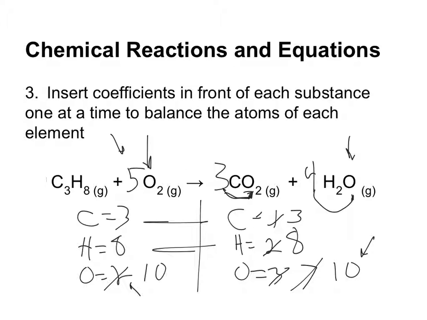I will also say, in general, the coefficients are smaller numbers, like single digits. That doesn't mean that there aren't cases where you're going to have big numbers. You can. But if you start getting into coefficients bigger than 10, just be very careful and go back and double check. Because it's uncommon to have big numbers. Usually you can work it out with numbers less than 10.